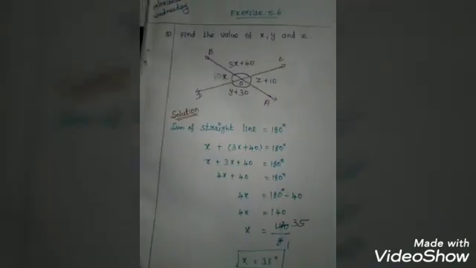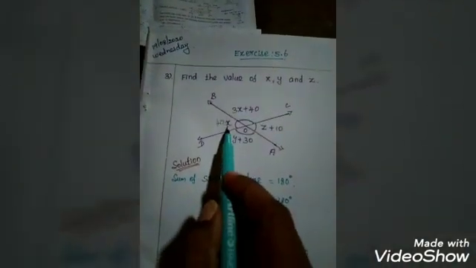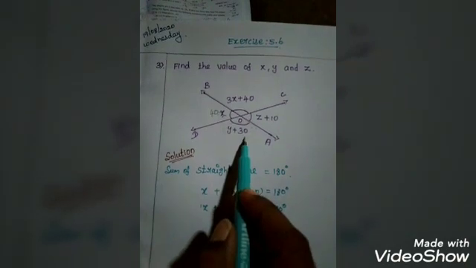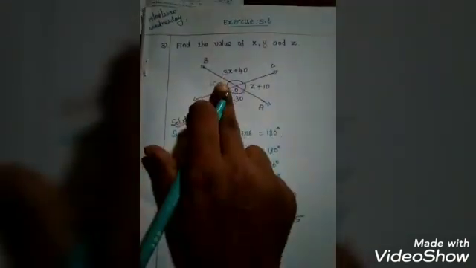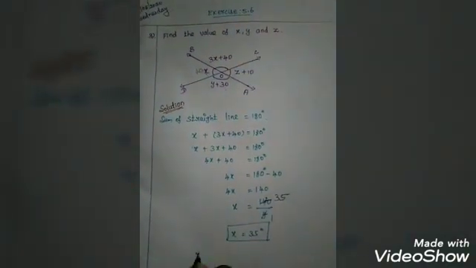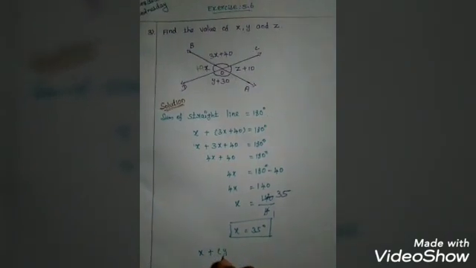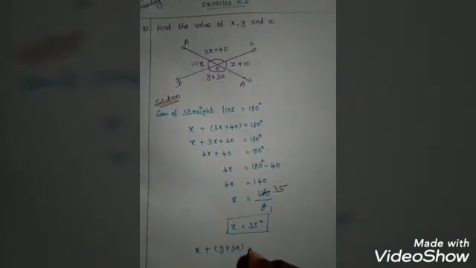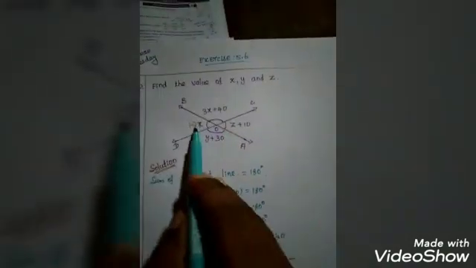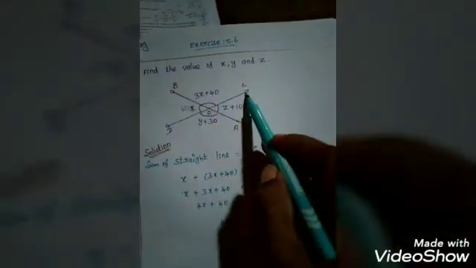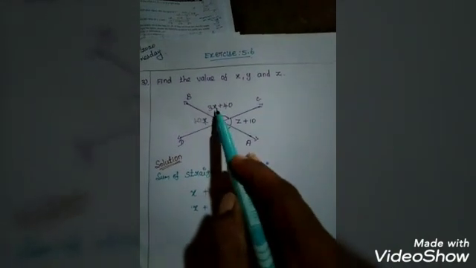Do you understand this? So x plus y plus 30 is equal to 180 degrees. First we need to find the value of x. So we took this as the straight line, because here also there is x.